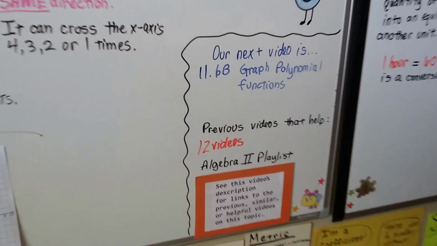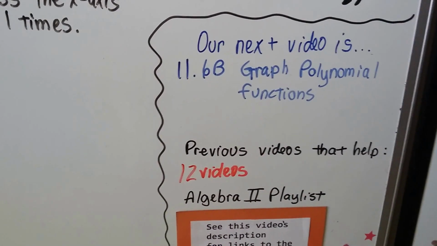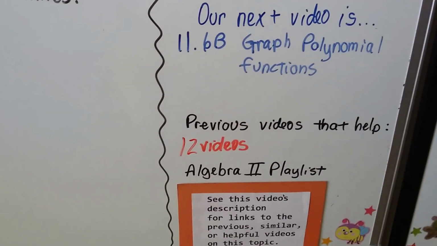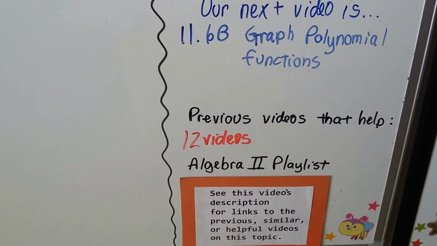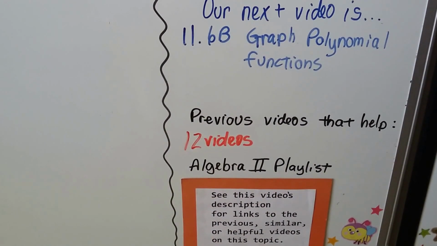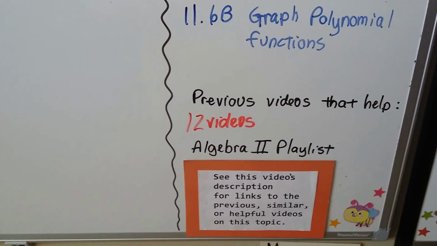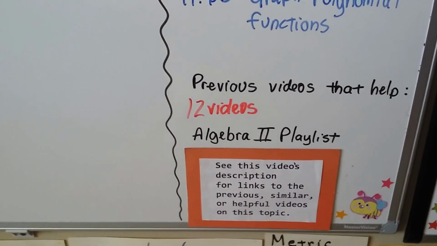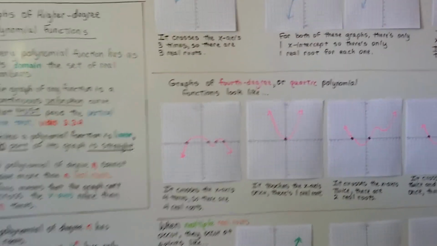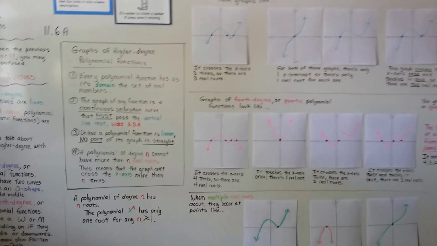There you go. Our next video is 11.6b, and we're going to actually graph polynomial functions. There are going to be links to those previous 12 videos and the one about the vertical line test, 3.3a, all linked in this description. I'll add this to the Algebra 2 playlist, and you'll be able to get to them a lot easier, okay?